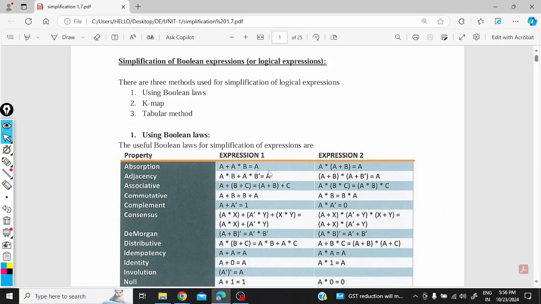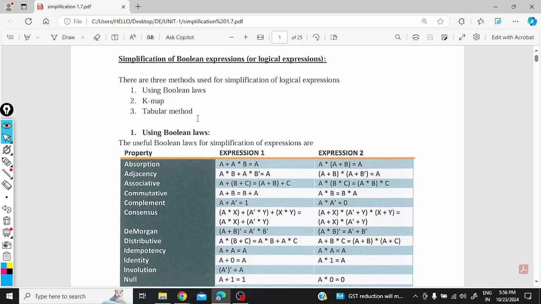Good evening all. In this session we are going to see the Boolean expression simplification process. Simplification is done using three things: Boolean laws, K-map and the tabular method. In this session we will see only Boolean laws and the K-map technique, and how to solve them.